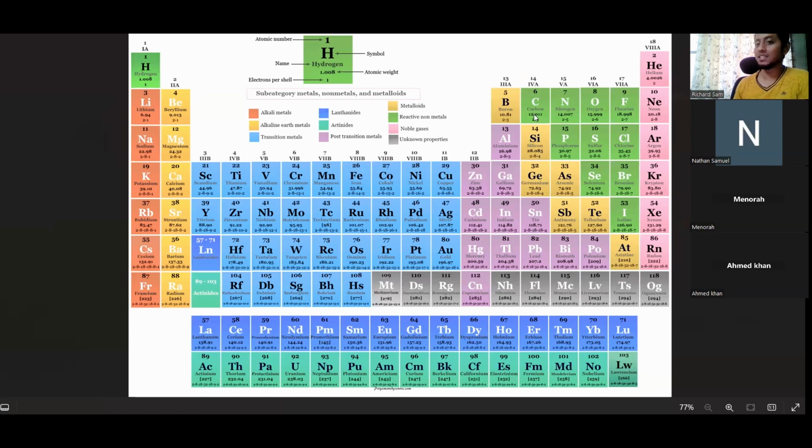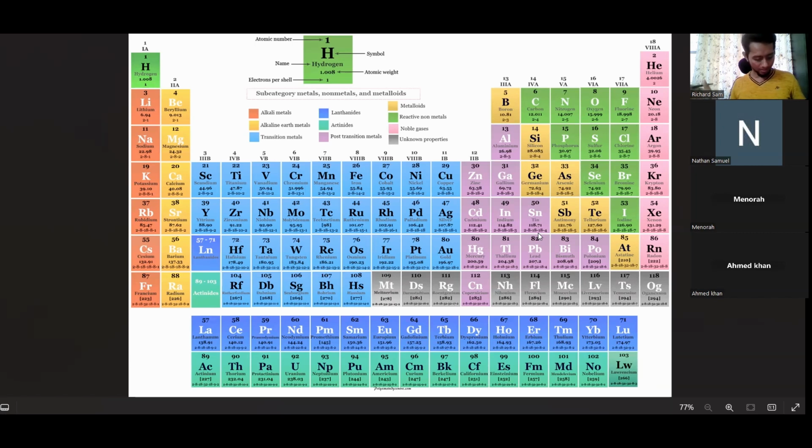In other words, metallic character is increasing. Non-metals are turning to metals, which means metallic character is increasing, and non-metallic character is decreasing as you go down. Non-metallic character is decreasing because you can see the non-metals are changing into metals, and metallic character is increasing as you go down.